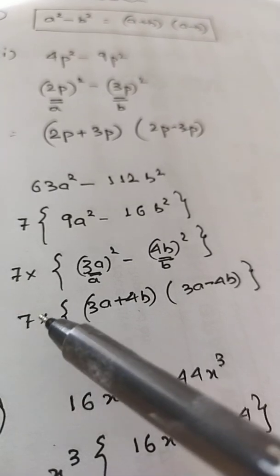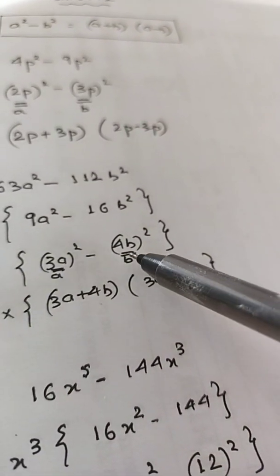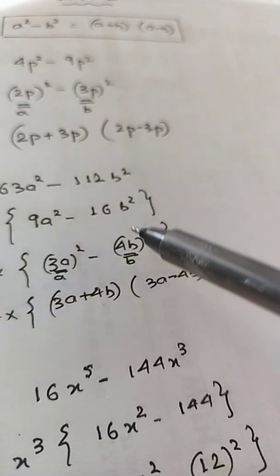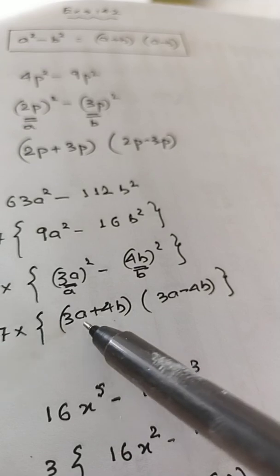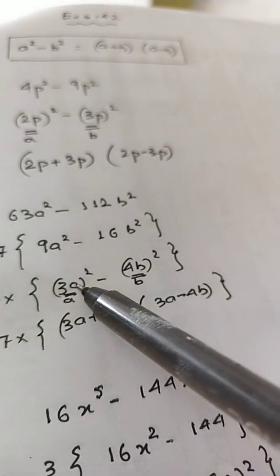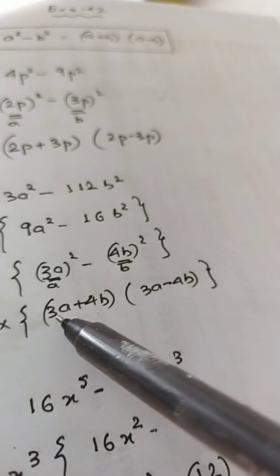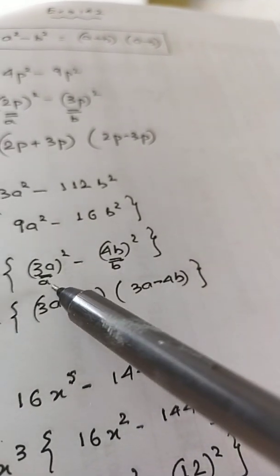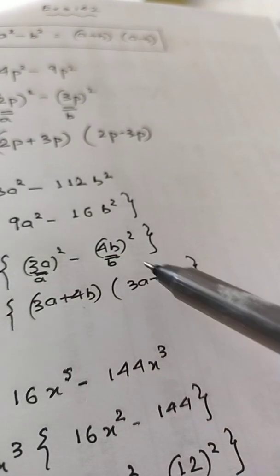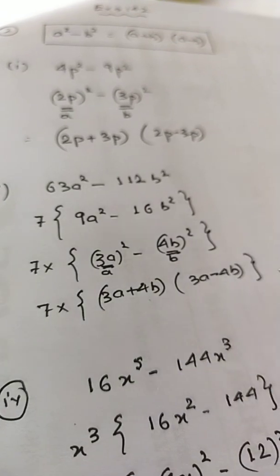Now again we'll write 7 into, now in place of a we have 3a, and in place of b we have 4b. So what is the formula? a plus b, a minus b. So in the first bracket we'll write a plus b. So a is what? 3a. b is what? 4b. So I've written 4b. So it is a plus b. Now in another bracket we have to write a minus b. So a value is 3a, b value is 4b. So a minus b. So this is your required answer.